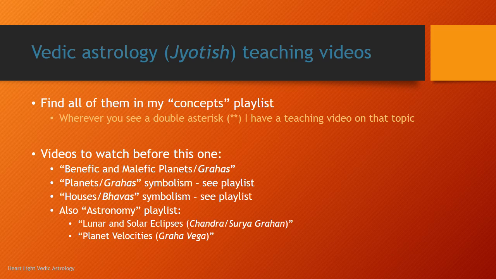Also, this is primarily an astronomy video, and I have a playlist on astronomy related to Jyotish. Like I have lunar and solar eclipses, Chandra, Surya, Grahan, and also planet velocities or Graha Vega. So some of these other astronomy videos may be interesting to you. You can check them out in the playlist.